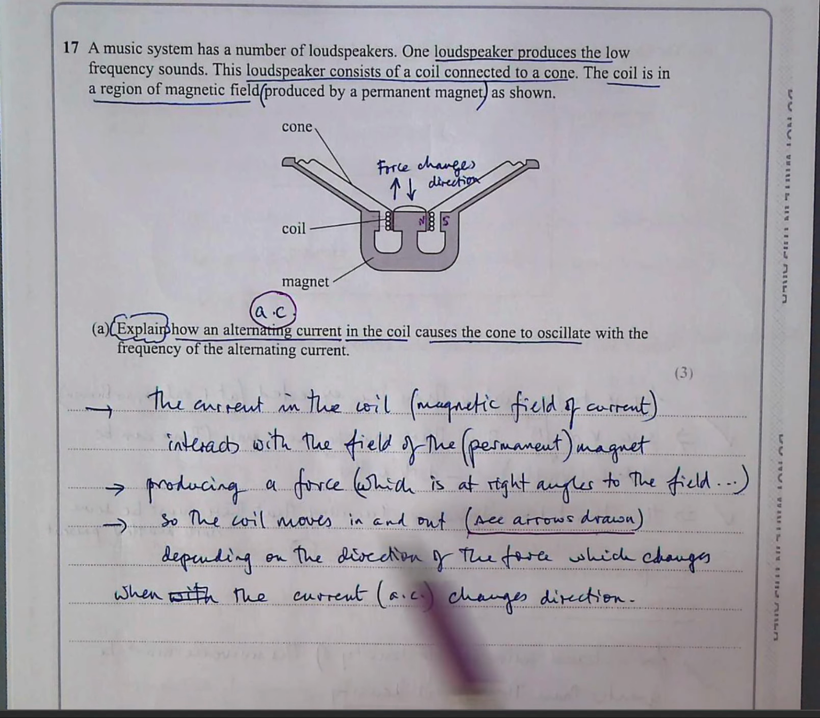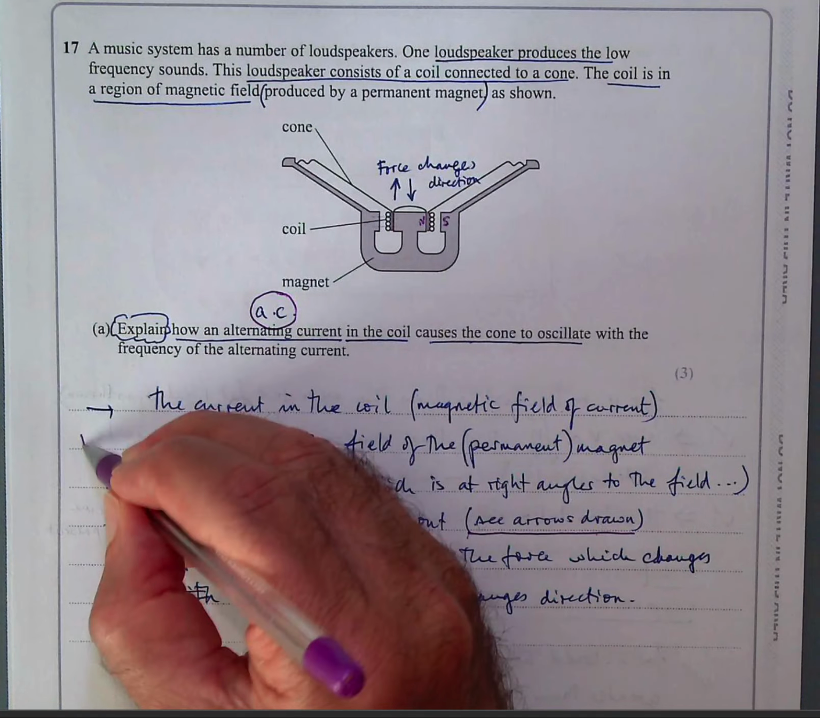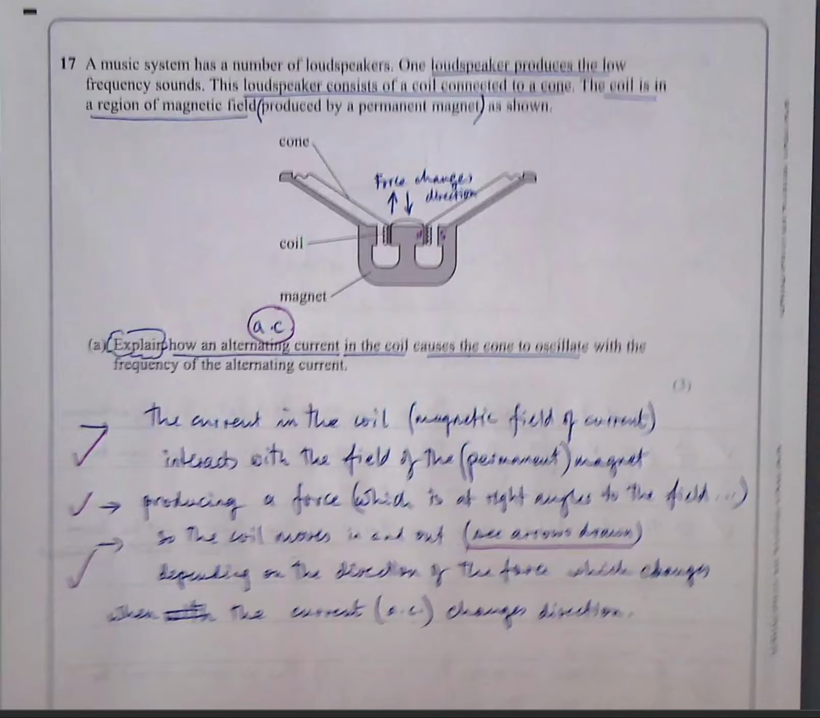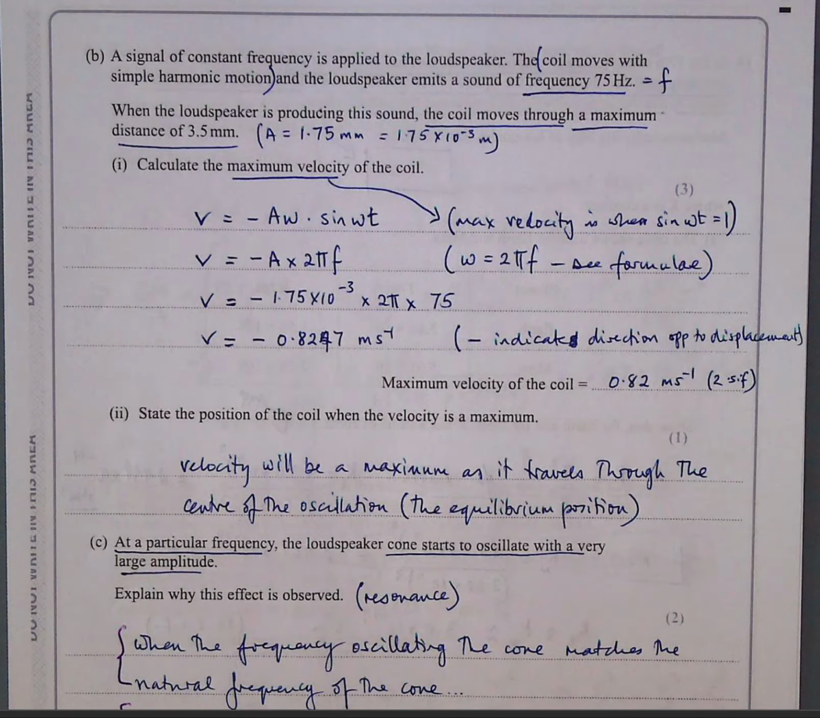So the coil moves in and out depending on the direction of the force, which changes when the current, AC, changes direction. Okay? So I think that's how you would get the 3 marks. Each of these points is worth a mark. Okay? There are variations on that theme. So that's question 17, first part.